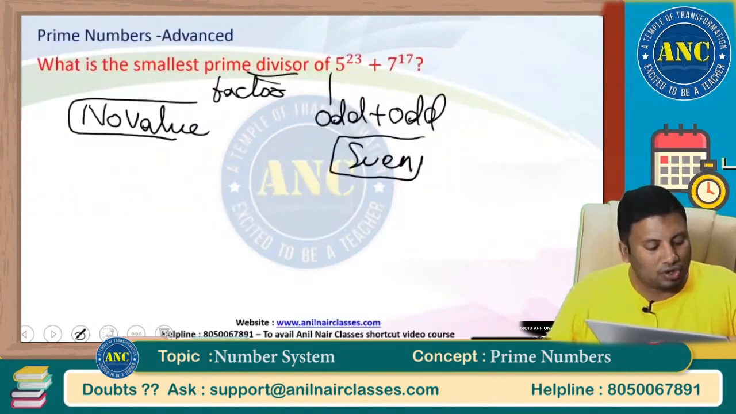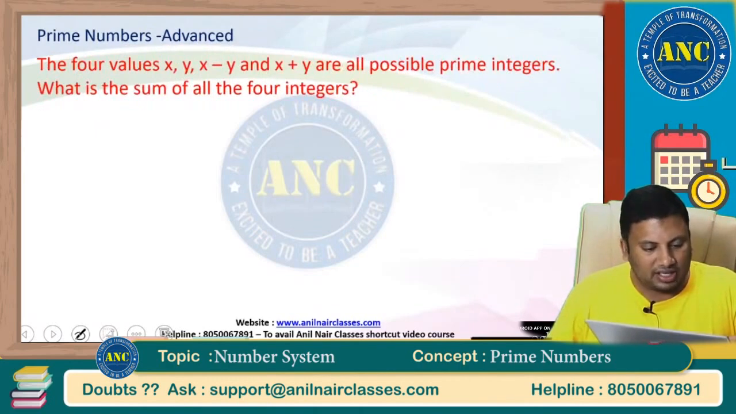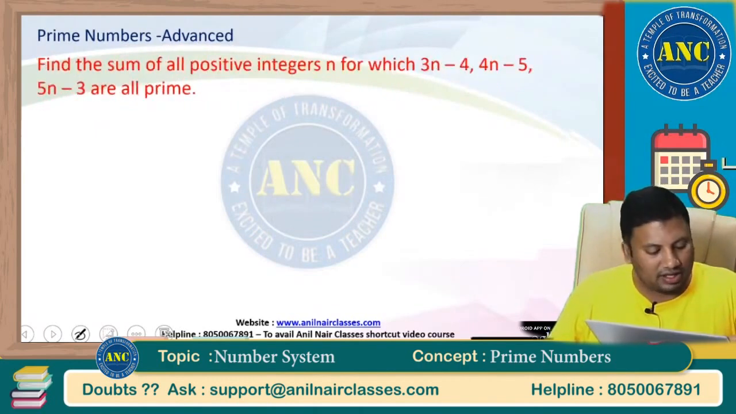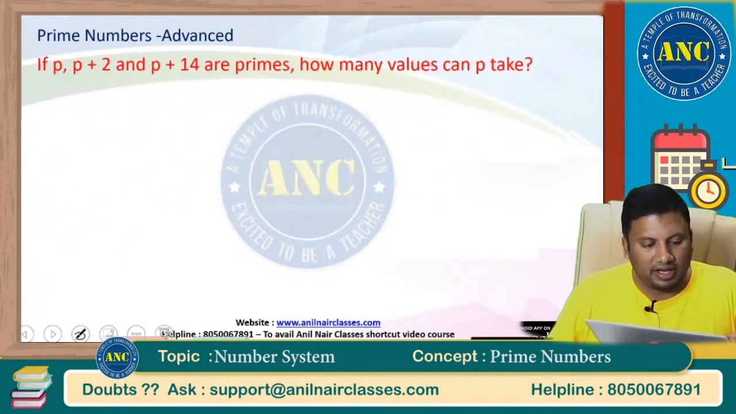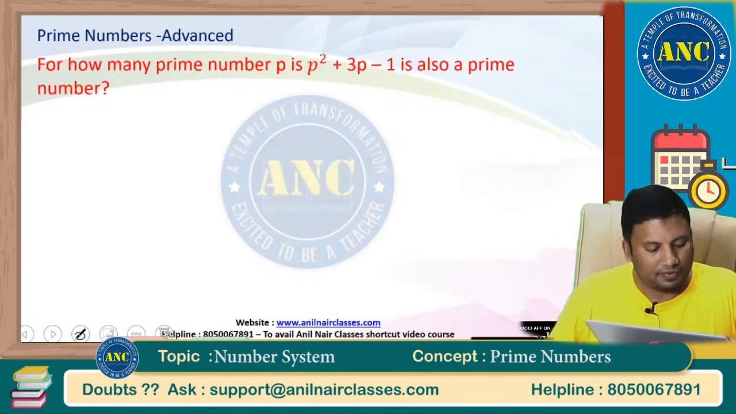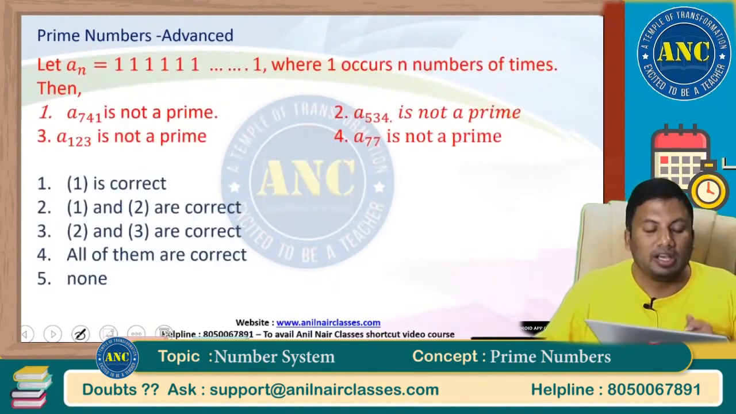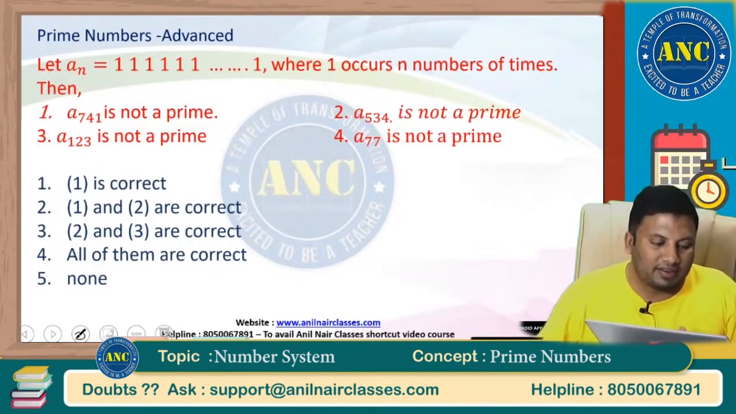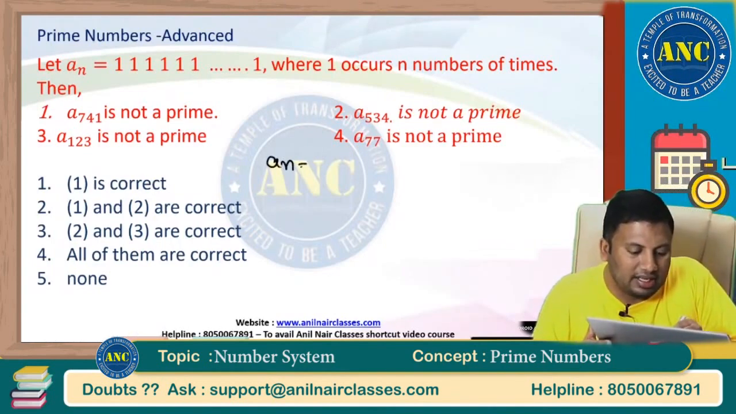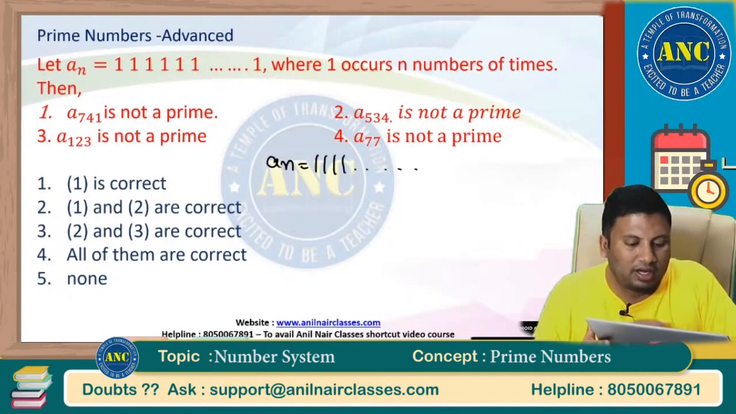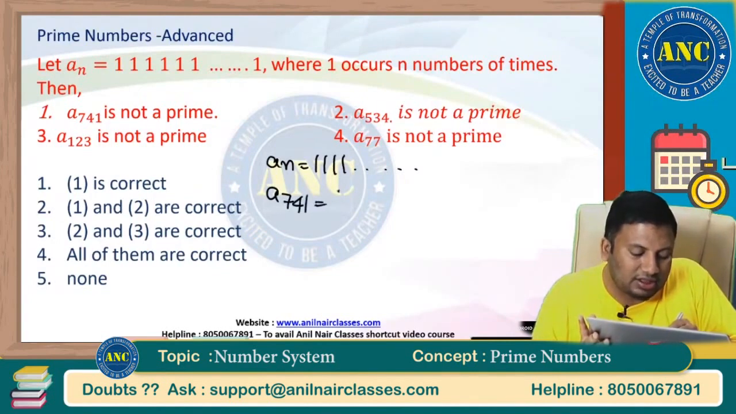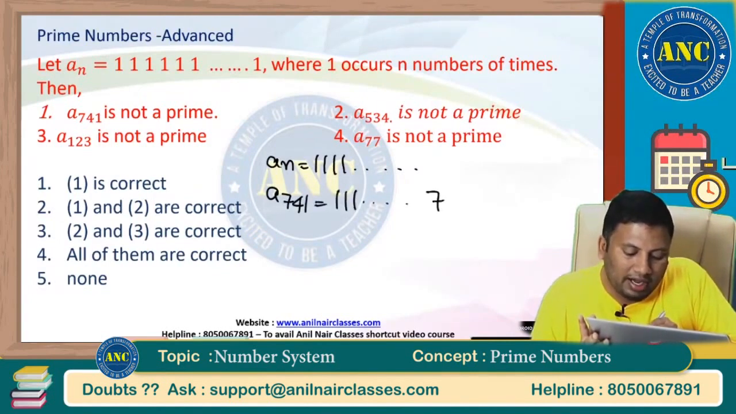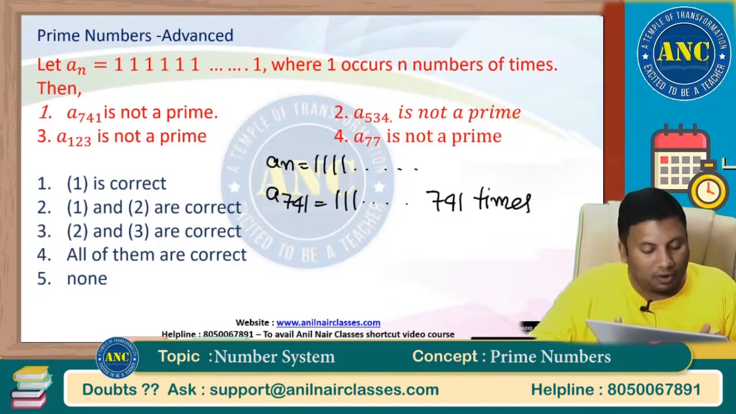Let us see this question from the first session. Very good questions are there based on this one. Now, this is the question which I asked you. A741, A n is nothing but 111111 occurring n number of times. A741 is 1 written 741 times. I hope it is clear.